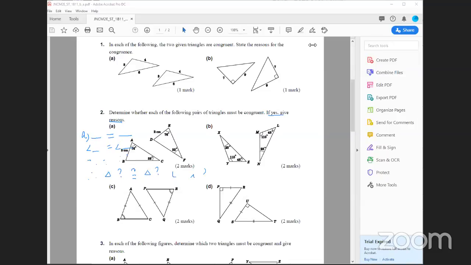If they are not congruent, just say they are not congruent. Okay, if you think that the triangles are not congruent, say so. There should be session test 11B in Google Classroom already.